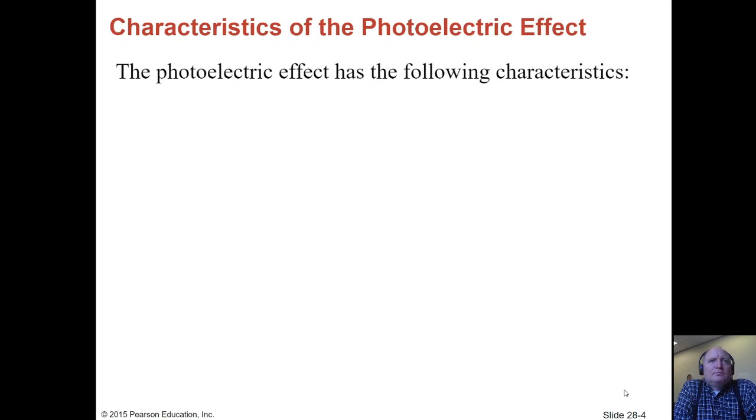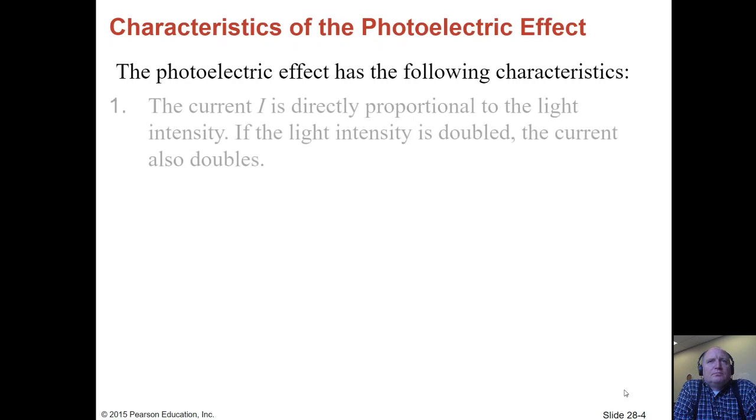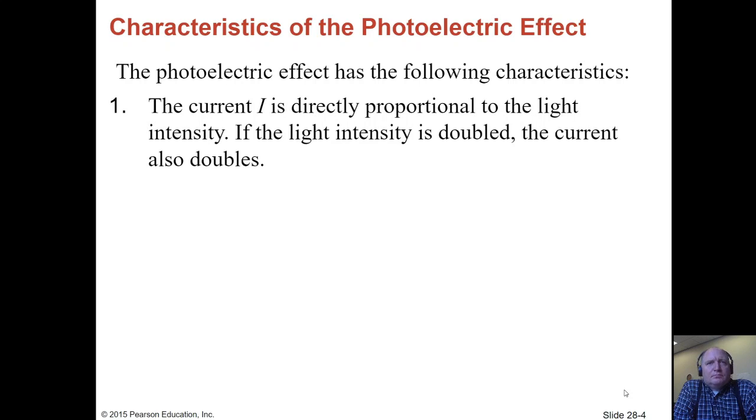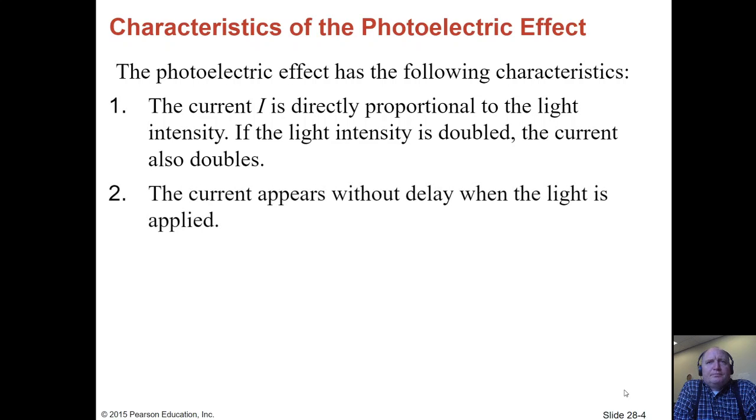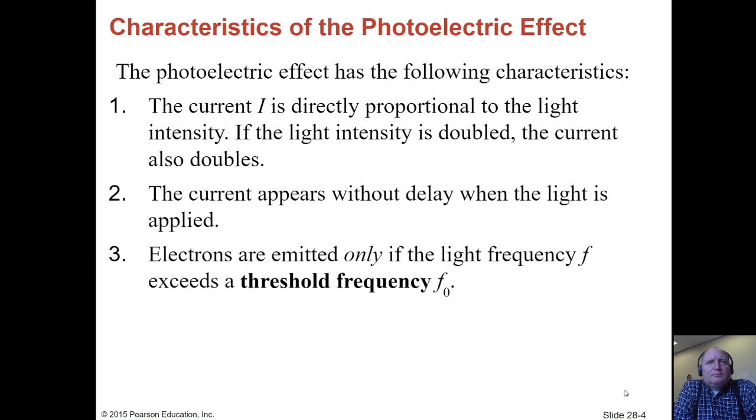Characteristics of the photoelectric effect. The photoelectric effect has the following characteristics. The current is directly proportional to the light intensity. If the light intensity is doubled, the current also doubles. Cool. The current appears without delay when the light is applied. Electrons are emitted only if the light frequency f exceeds a threshold frequency.